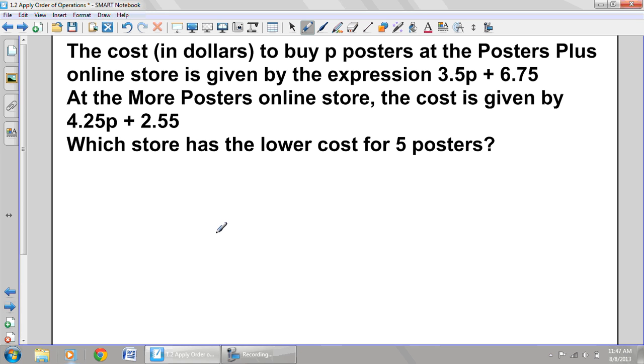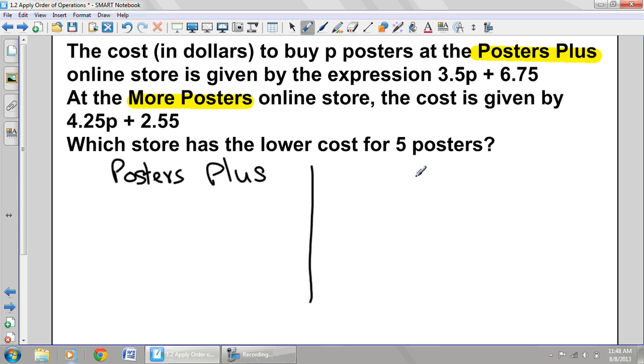Look at this question. Pause the video, read the question, understand the question. There are 2 stores. Store number 1 is the Posters Plus. The second store is the More Posters. So you got 2 options to choose from. So I'm going to write Posters Plus is my first option and More Posters is my second option.